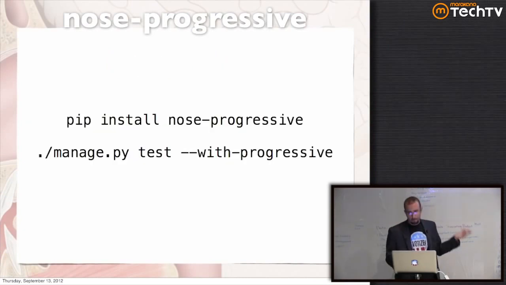Nose Progressive is on PyPI. You can grab it right now. Just pip install nose-progressive, and then pass with-progressive when you do your tests. I like to mash all that into an alias so I don't have to type it all the time.